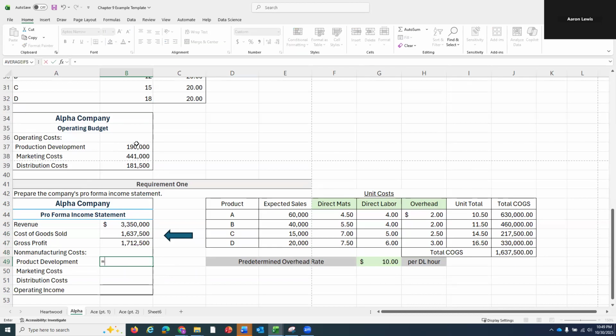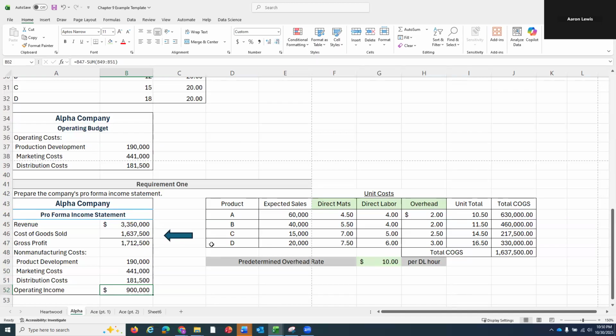So these numbers are just provided in the operating budget, or the non-manufacturing budget, as it's called sometimes. It's $190,000 for product development. For marketing costs, it is $441,000, and for distribution costs, it's $181,500. So what is my operating income? Well, operating income is just your gross profit minus this total amount of non-manufacturing or operating costs that you have to account for. So $1,712,500 minus $190,000 minus $441,000 minus $181,500 means that Alpha Company is going to generate on the dot $900,000 of operating income.